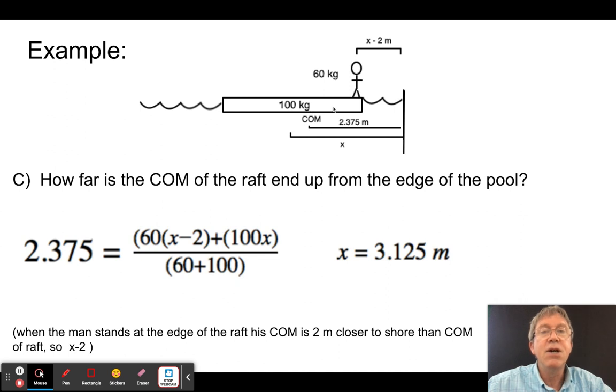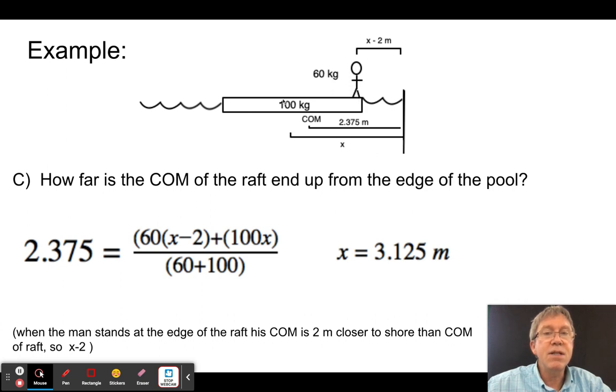So I've got this 100-kilogram raft, and its center of mass ends up X meters away from the edge of the pool. I probably should have put that term first. Now, the person, their mass is 60 kilograms, and I don't know where their center of mass is, but wherever the center of mass of the raft is, they are 2 meters closer because it's in the middle of the raft, and this person's on the far edge of the raft. So I can substitute in X minus 2, where X is the center of mass position of the raft. And then I use their two masses, and when I solve it, I'll get 3.125.